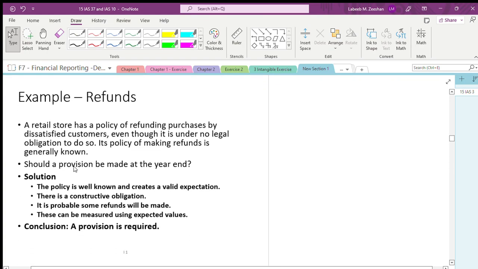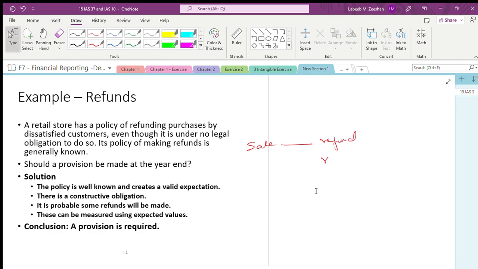A retail store has a policy of refunding purchases by dissatisfied customers. Even though there is no legal obligation to do so, the policy of making refunds is generally known. Should the provision be made? Assume the retailer has some conditions. There will be a sale, and then there will be a refund or there will be an exchange.